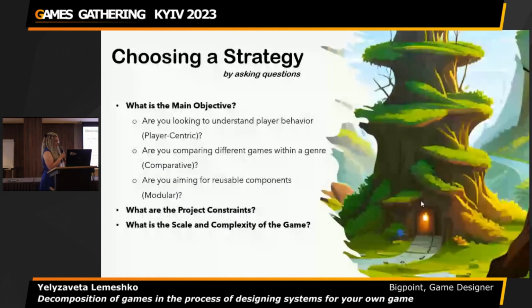How can I choose a strategy? As always, if you have a question, you need to ask yourself a question, and here are some answers. Are you looking to understand player behavior? Then you need to go with the player-centric. You want to understand the market better and compare different games? Then you're going with comparative. You want to reuse some components from another game, or you want to make some changes? You can go with the modular one. And also you can ask yourself, what are the project constraints and what is the scale and complexity of the game?